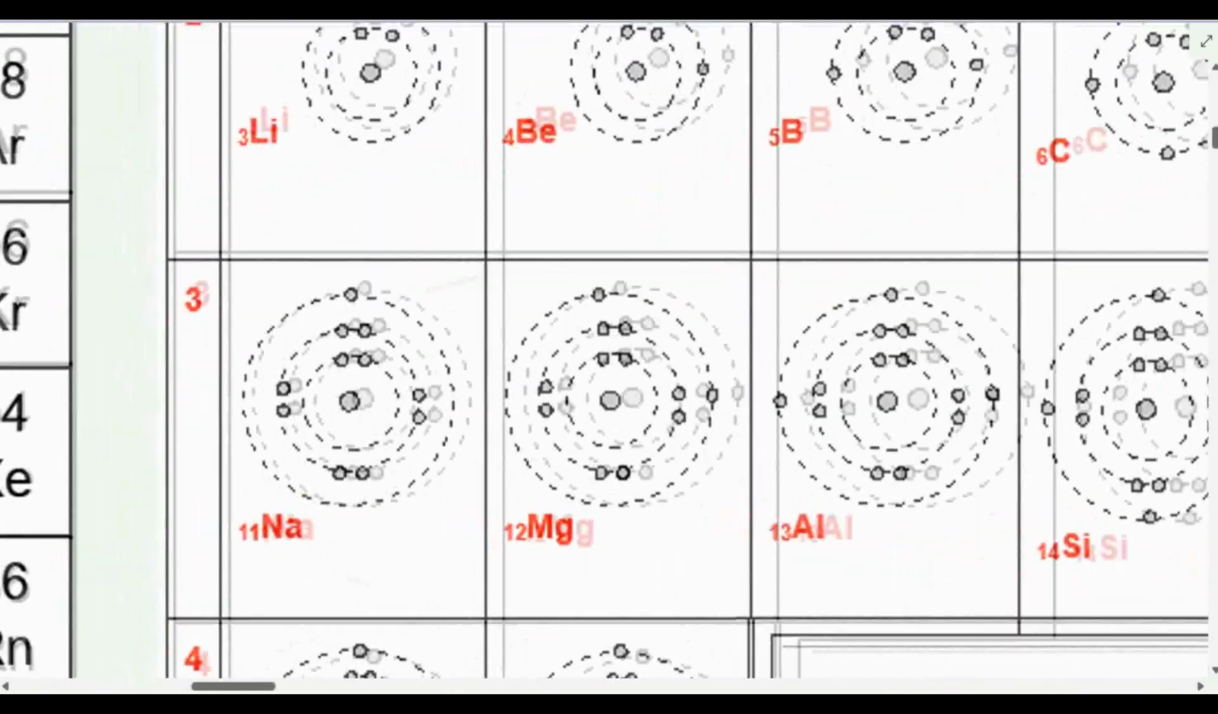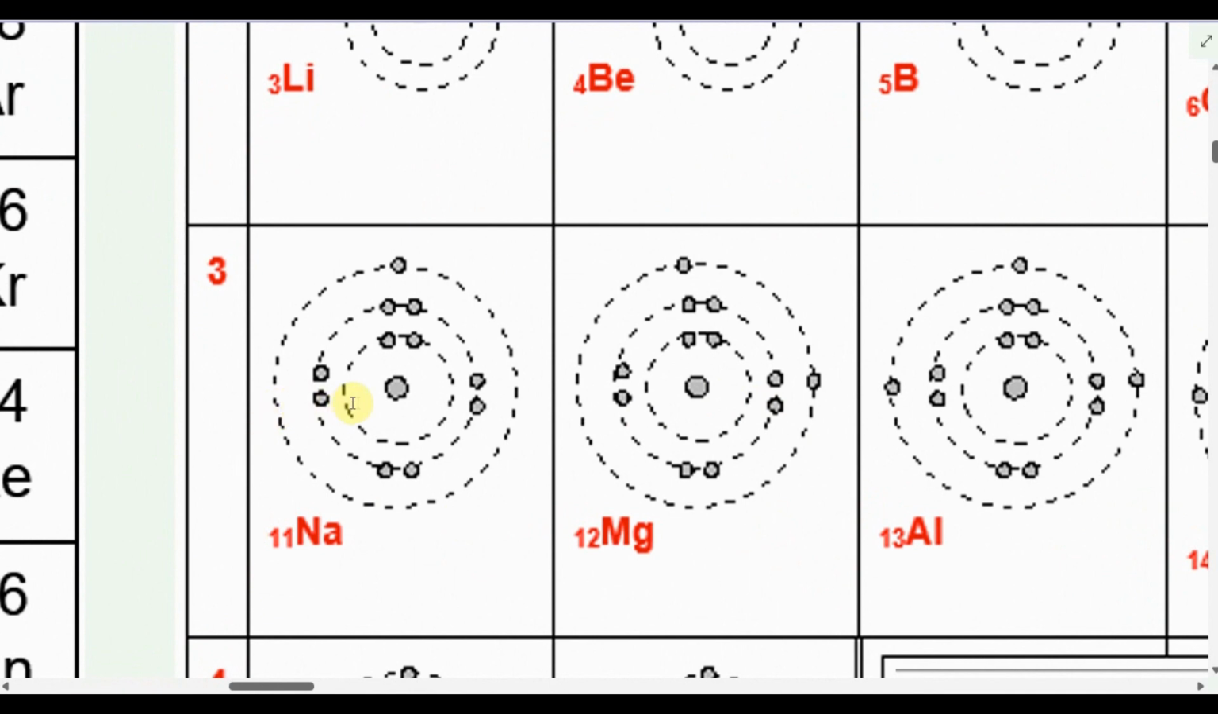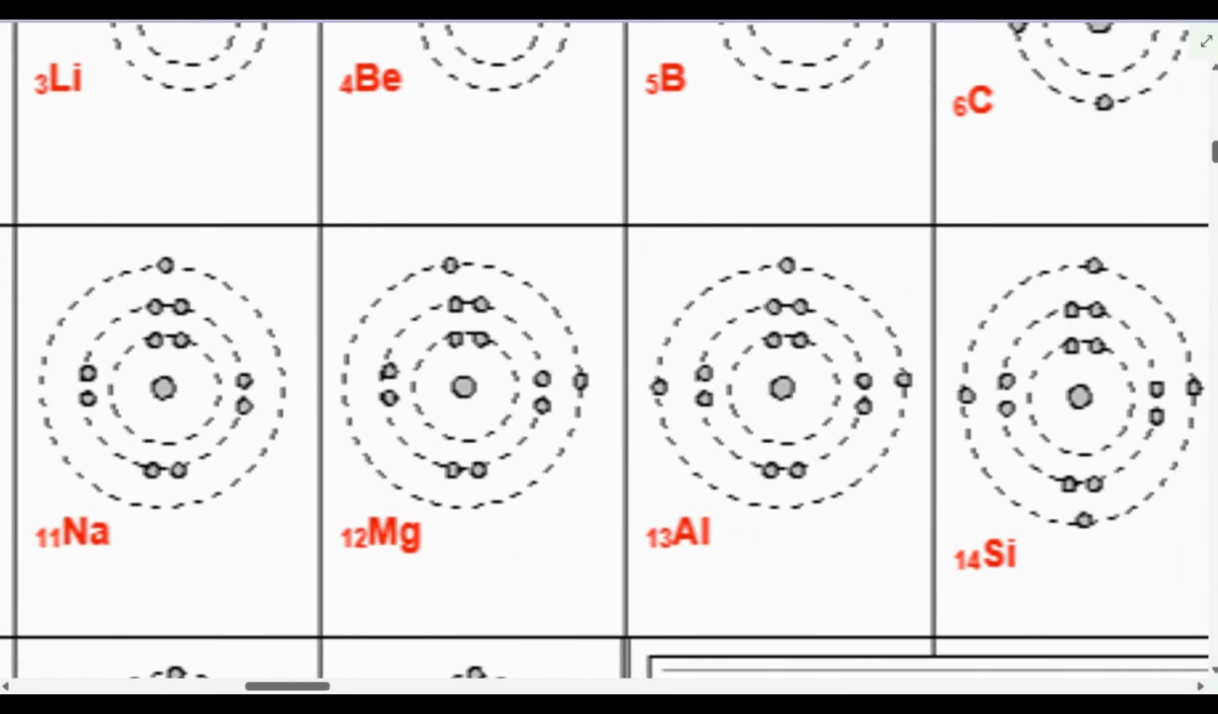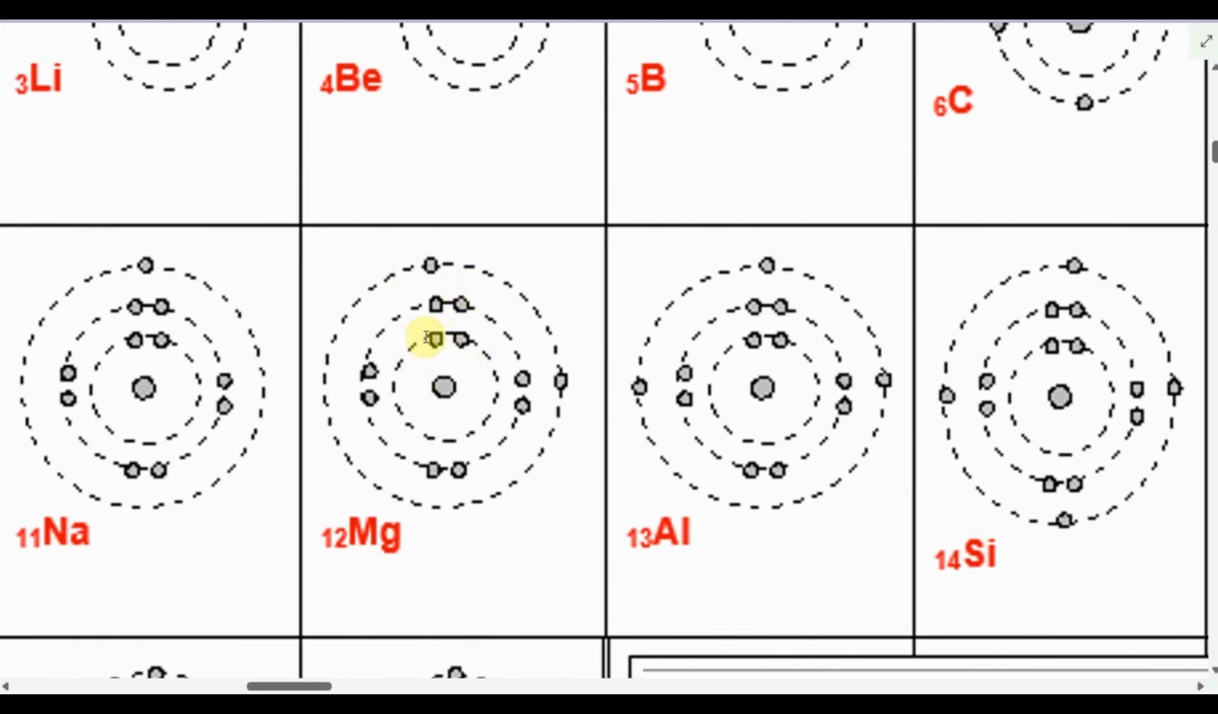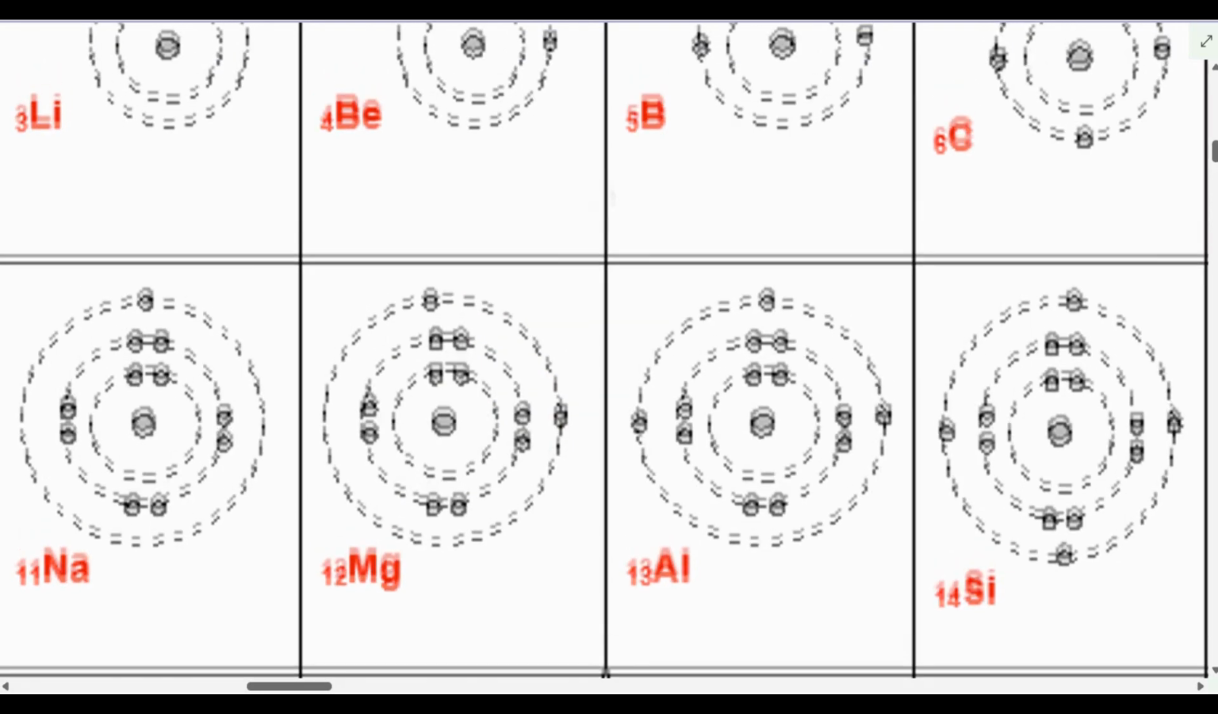Let's go over to element number 11, which is sodium. Sodium has 11 electrons in total. The first 2 will get as close as they can to the nucleus and fill the first shell. The next 8 will fill the second shell, like neon. And then that 11th electron, there's no room for it in the second shell. It now has to move into the third shell. Magnesium is element number 12. So it's got 2 electrons in the first shell, 8 in the second, and then 2 electrons in the third shell.